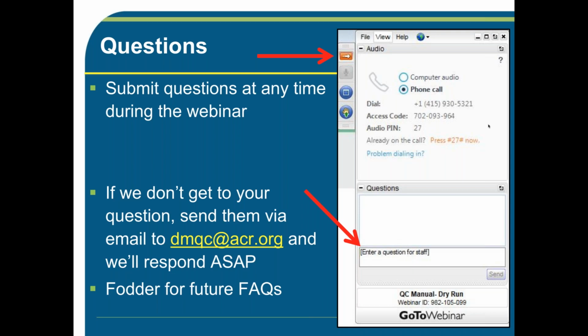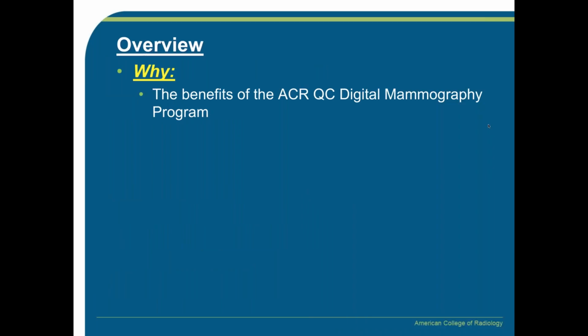The goals for today are to talk about a couple of things. We want to introduce everybody to this new manual that was recently approved by the FDA, and explain what it is. We want to try throughout the session to explain why a facility would want to switch from their current quality control program to the ACR quality control program. So we want to highlight and articulate what the benefits of this new program are.